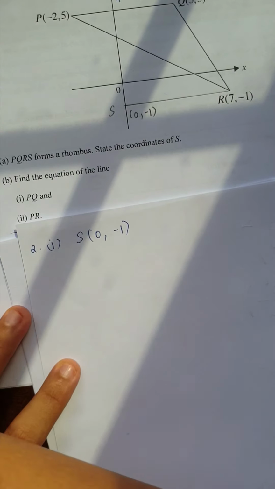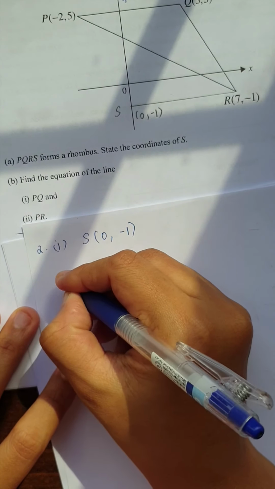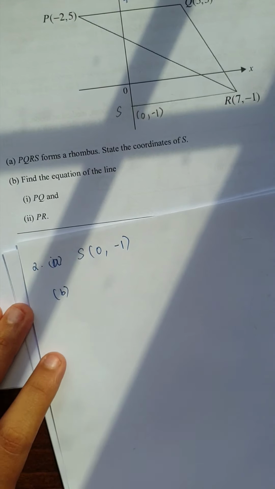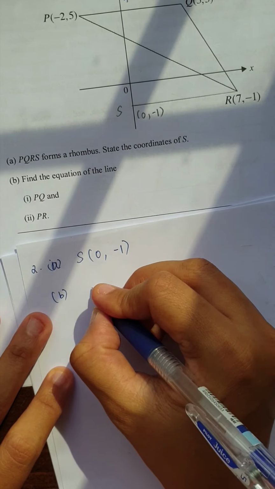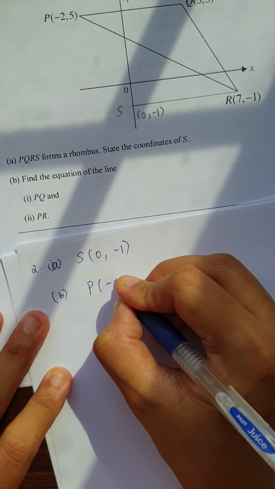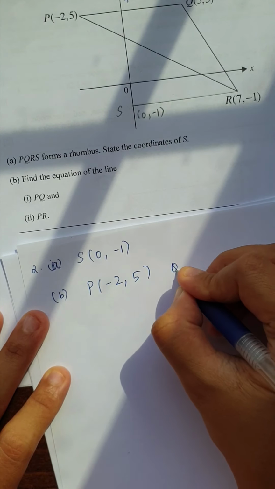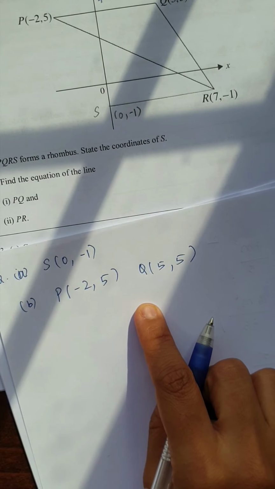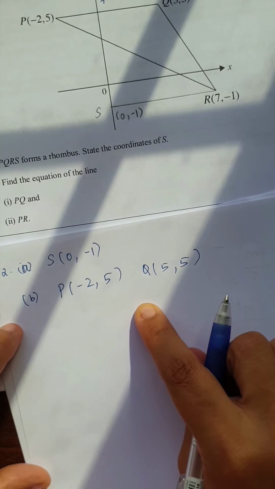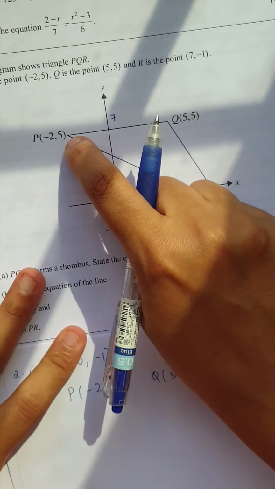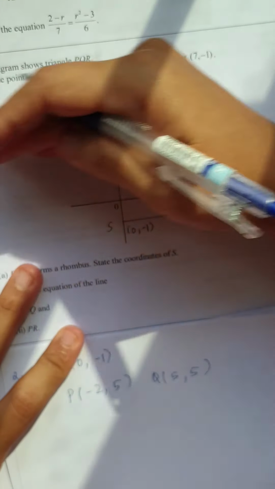Okay, next one. Now find the equation. Part B says, can you find the equation of the line PQ. First write down the coordinates of P and Q. P is given by negative 2, 5, and then Q is given by 5, 5. Okay, so one thing is, you can use Y equals mx plus c, all those things, but you have to observe this first, that this is actually a horizontal line.